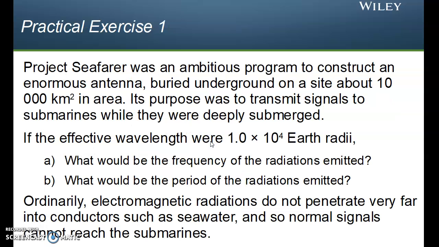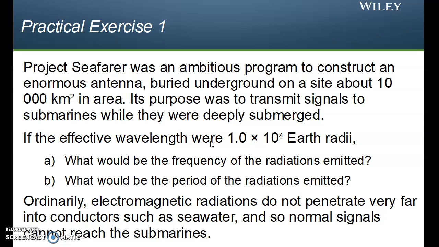Okay, let's go to the first practical exercise. Project Seafarer was an ambitious program to construct an enormous antenna. This is problem number 2 at the end of the chapter, by the way. It was buried underground on a site 10,000 kilometers square in area. Its purpose was to transmit signals to submarines when they were deeply submerged. If the effective wavelength were 1 times 10 to the 4th times the Earth's radius, what would be the frequency of the radiation emitted? And what would be the period?